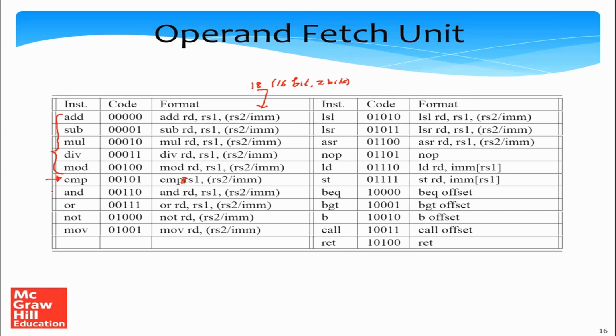Then we have some logical instructions, and, or, and not, which have exactly the same format as the arithmetic instructions. We have the move instruction to move data from a register or an immediate into another register. These three, LSL, LSR, and ASR, are the three shift instructions. They have exactly the same format as the rest of the arithmetic instructions. We have a no-op instruction which does absolutely nothing.